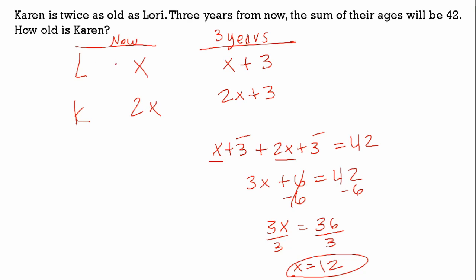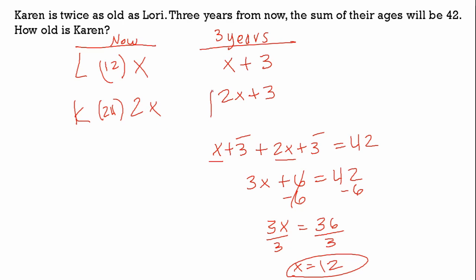Again, when I set this problem up, I said x represented Lori's age. So right now, Lori is 12. Karen is twice as old as Lori now. 2 times 12 is 24. Okay? So just some very basic algebra for this problem.